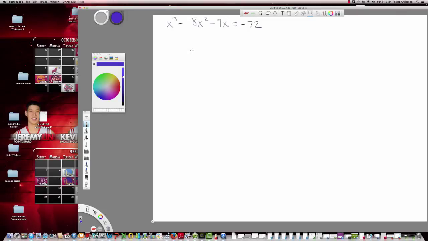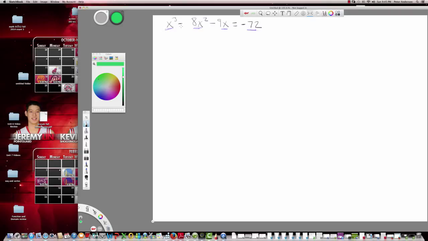All right, let's take a look at this question here. x cubed minus 8x squared minus 9x equals negative 72. When I look at this question, the first thing I wanted you to notice is that all of these terms are different. There's a couple things we can do here. My first instinct when I saw this question was to actually factor out an x.